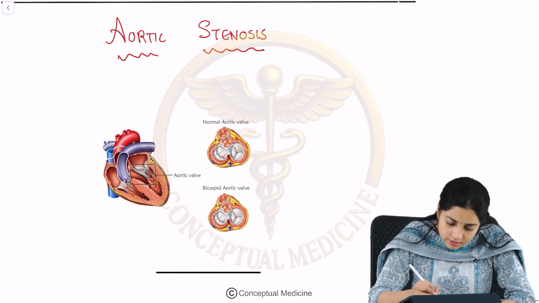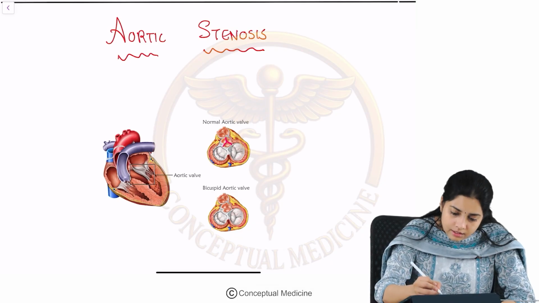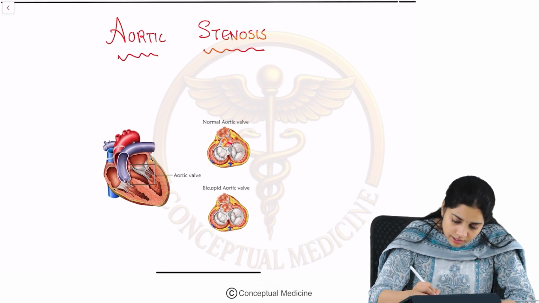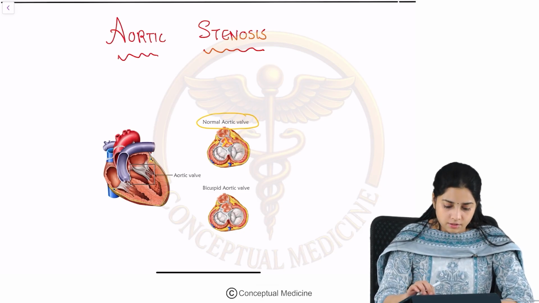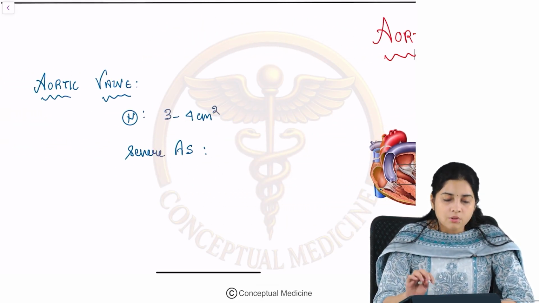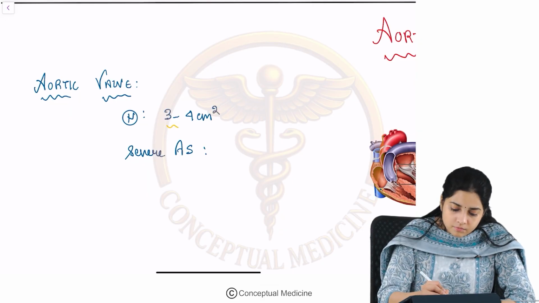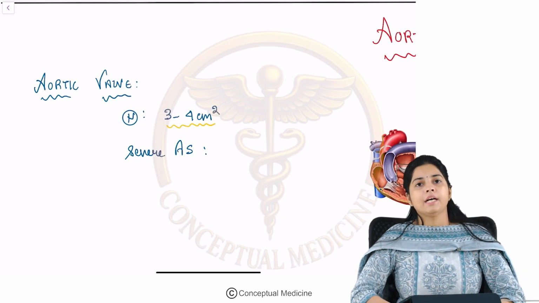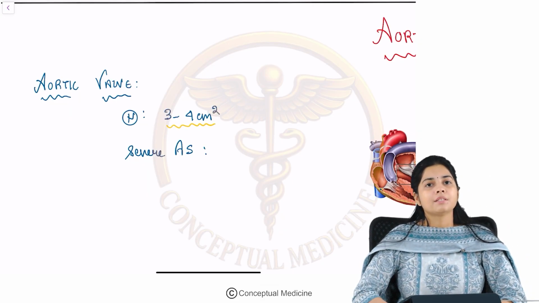The aortic valve, as you can see here, is a tricuspid structure. So, what is the normal aortic valve area? The normal aortic valve area is 3 to 4 centimeters square.